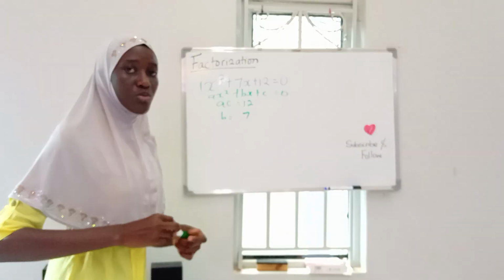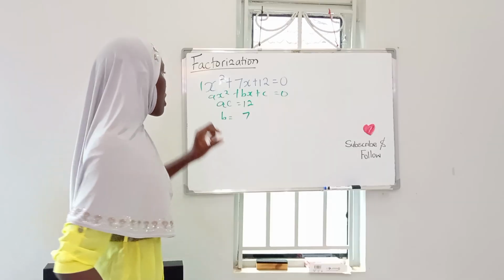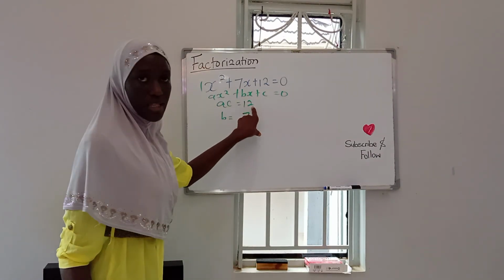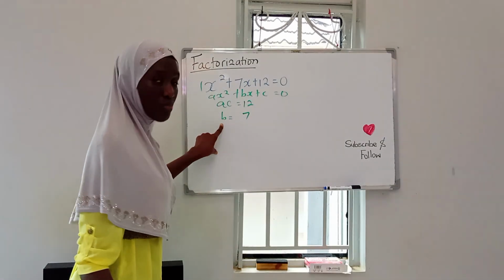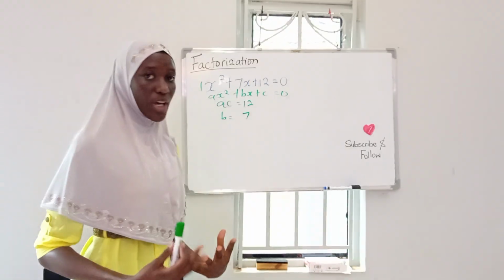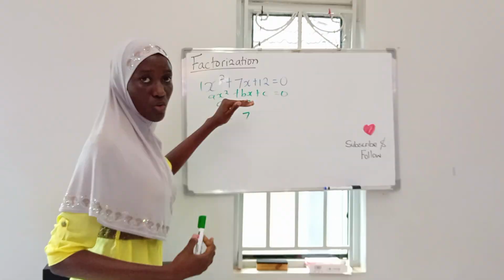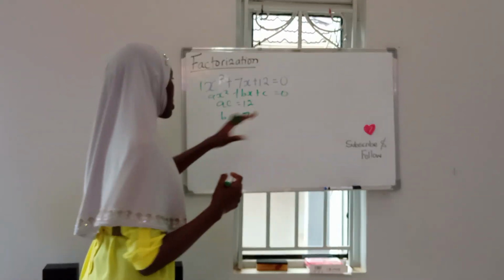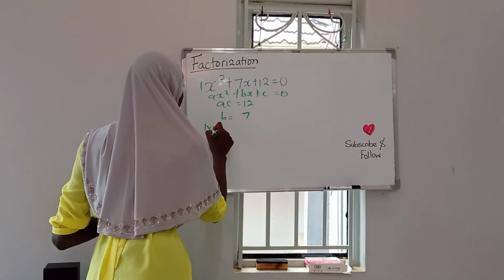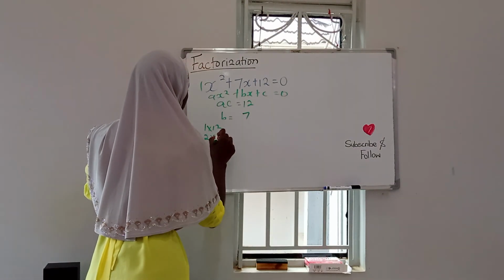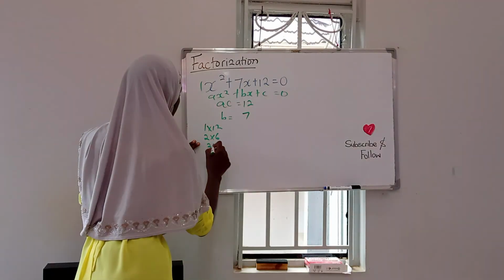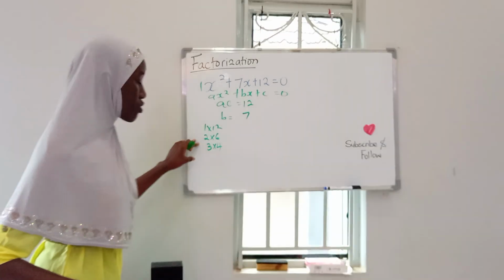So what we do is that we're going to find two numbers, which when multiplied will give you AC, and which when added will give you b. The easiest way to find that is to get the multiples of your AC, which are the multiples of 12. So we'll have 1 times 12, we'll have 2 times 6, we have 3 times 4, and that concludes the multiples.